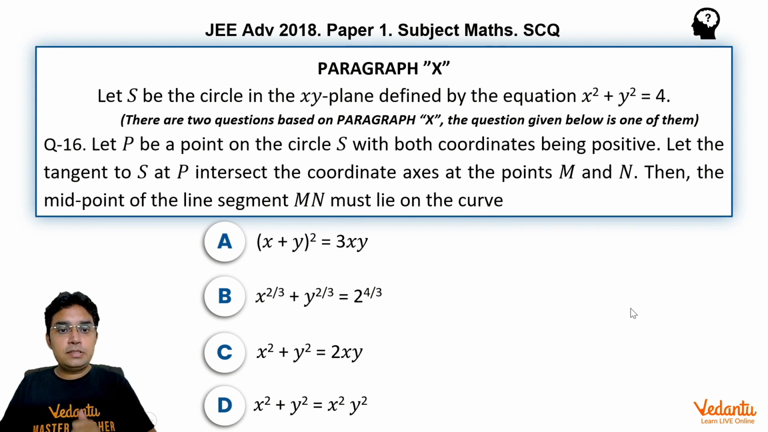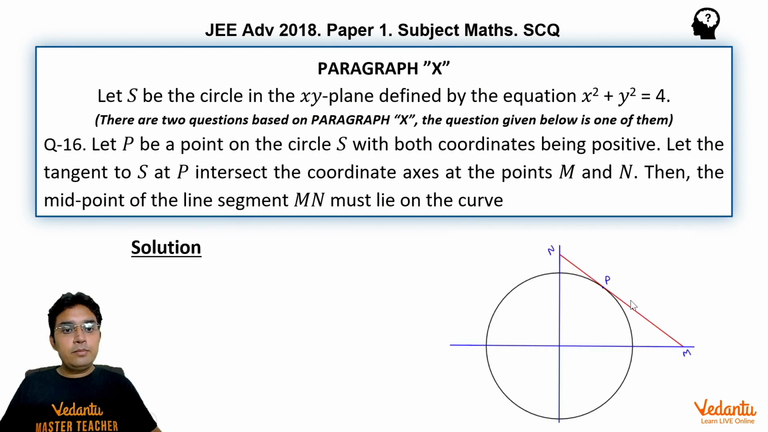Let S be the circle in the xy plane defined by the equation x square plus y square equal to 4. Let P be a point on the circle S with both coordinates being positive. Let the tangent to S at P intersect the coordinate axes at points M and N. Then the midpoint of the line segment MN must lie on the curve. We are given options A, B, C, D. Let us first solve it, then we will check which is the correct option.